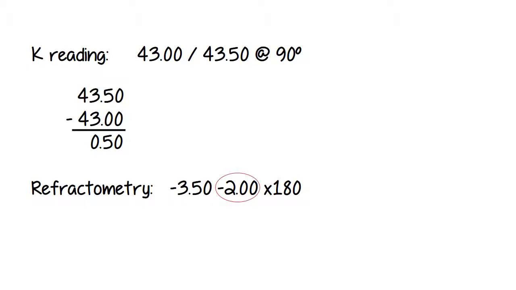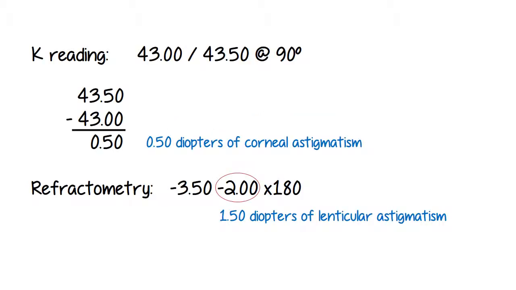The cylinder that we get is way different from the degree of corneal astigmatism we got from our keratometry. This person has lenticular astigmatism as well as corneal astigmatism. That means that the crystalline lens is misshapen enough to give 1.5 diopters of astigmatism, added to the 0.5 diopters that the cornea is giving, for a total of 2 diopters of astigmatism for this patient.